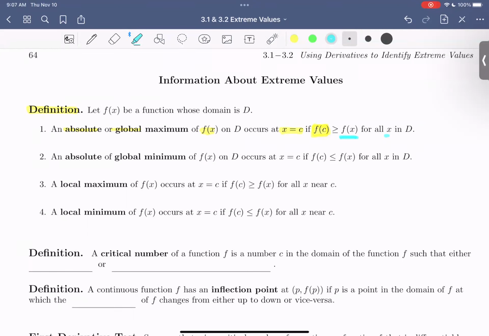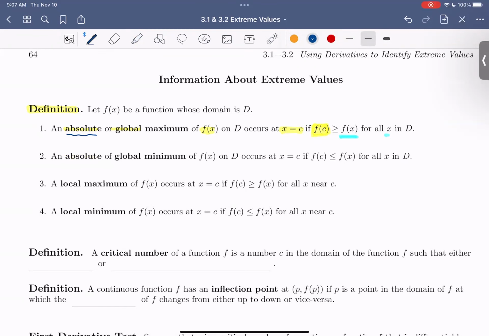And if you take a moment to pause and reflect on this one, you can see that this definition makes sense for what we'd want to be an absolute or global maximum. In graphic terms, this value is the highest or largest point on the graph of f of x. So it's the overall absolute global maximum.